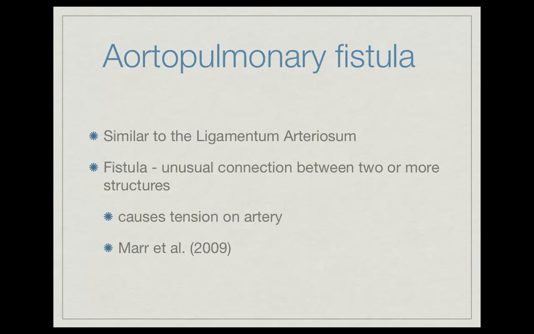Another structure similar to arterial ligaments is the aortopulmonary fistula. A fistula is an unusual connection between two or more structures. An aortopulmonary fistula can be independent of the arterial ligament or be a part of it. Either way, extra tension is added to the arteries. Mars and others did a study and found both arterial ligaments and aortopulmonary fistulas near their horses' arterial ruptures.